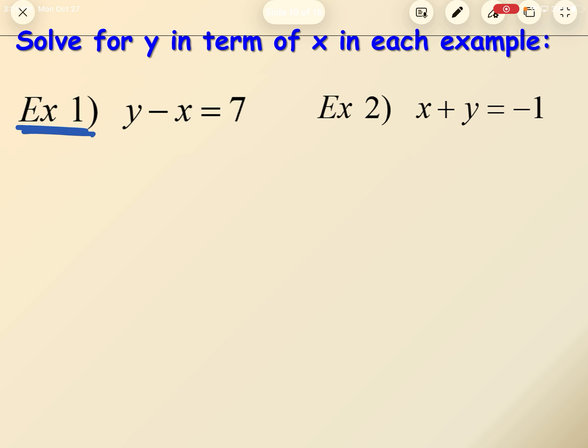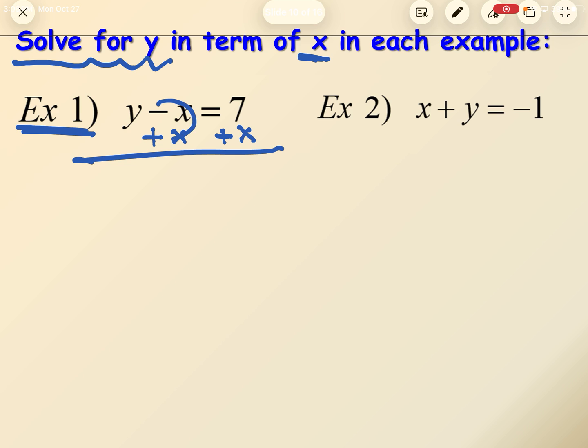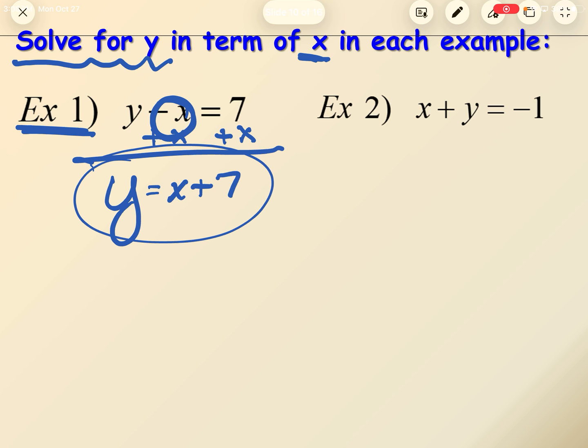Okay? If I am going to solve for y in terms of x, in example 1, I would say, what do I need to undo to y minus x to get y by itself? Would everybody agree I need to add x to both sides? It was y minus x, so I'm going to add x. Does that make sense? And that means this is gone. That was the goal. I get y equals x plus 7. That's your answer.